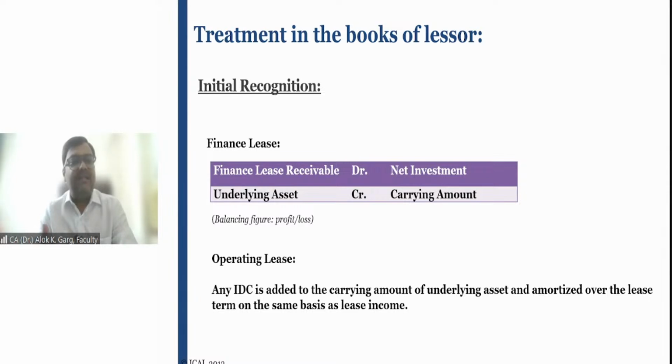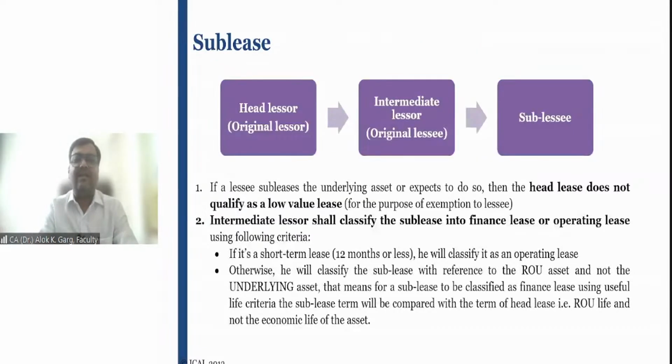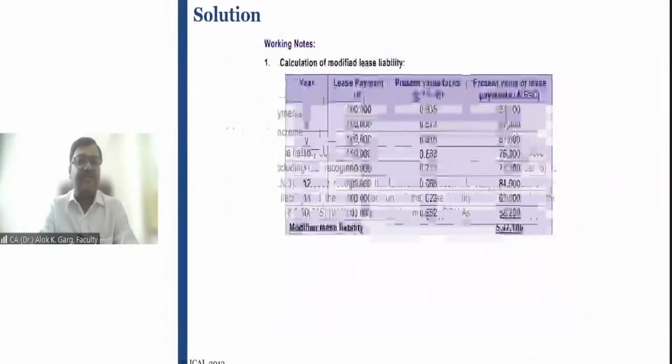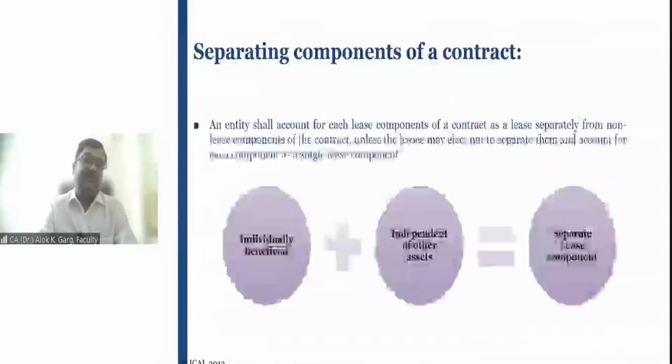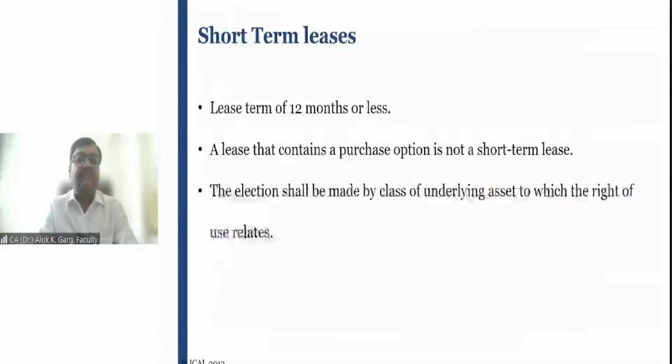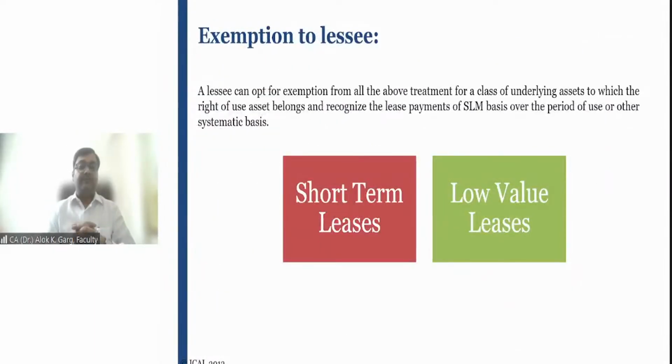So finance lease receivable has to be debited, asset has to be credited. If there is any difference, it will go to the loss on derecognition. This is what we have discussed in the last class, right? After that, friends, we have discussed the exemption with respect to Ind AS 116 accounting, right?